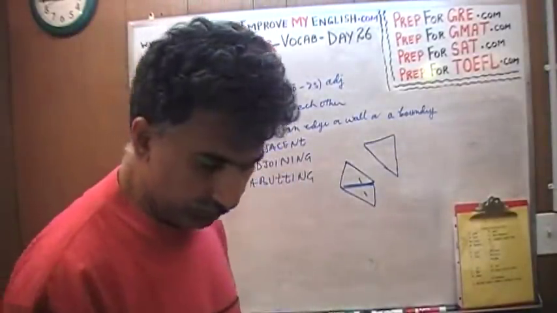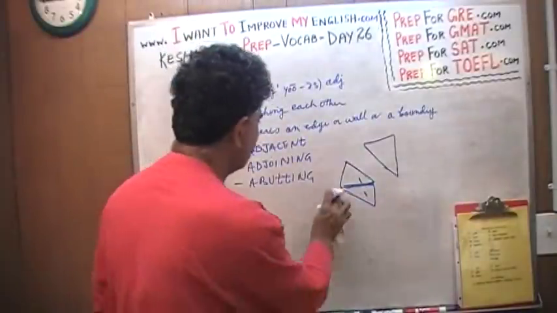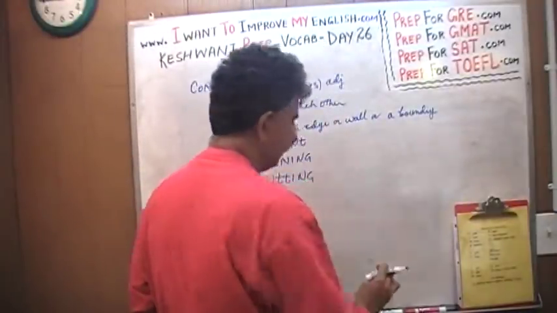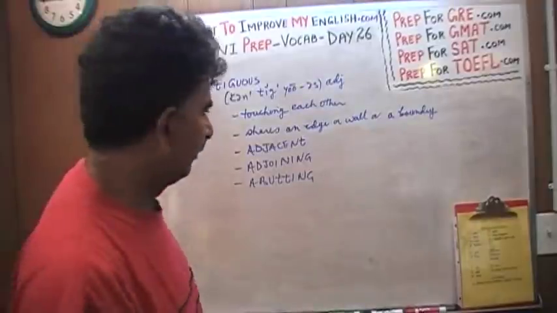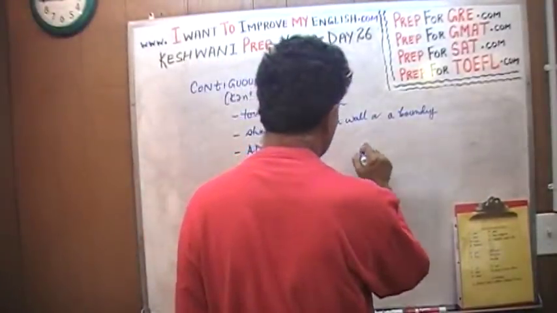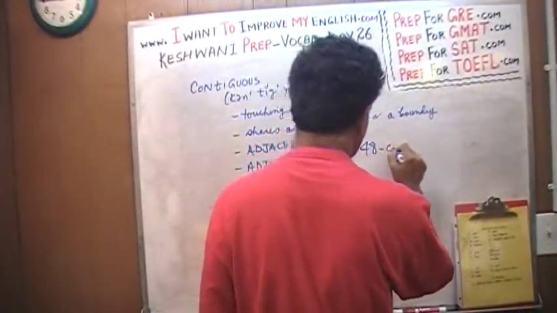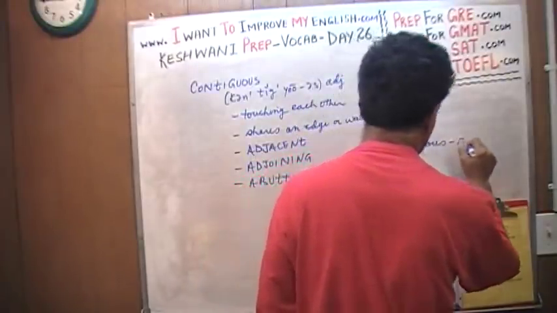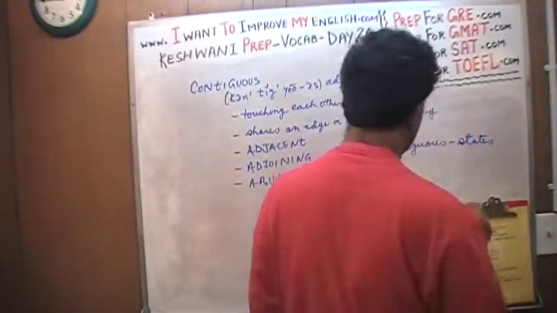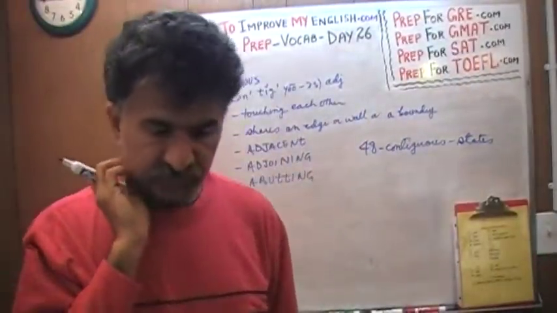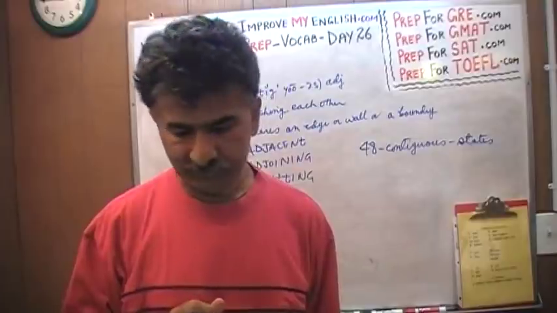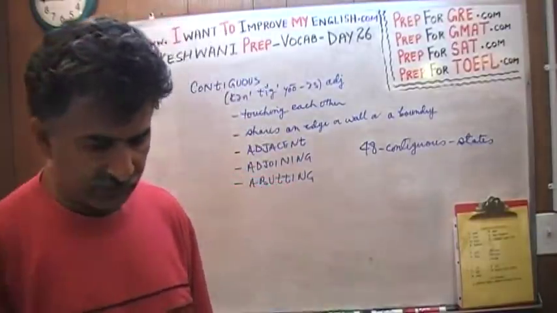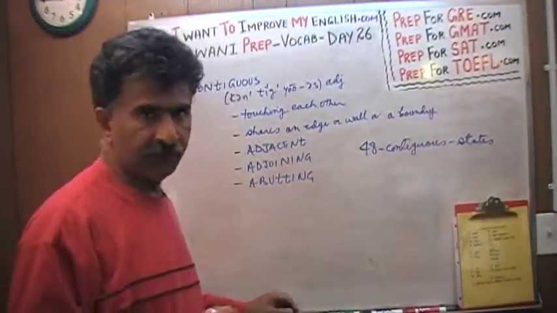Now the reason why I wanted to cover this word is because sometimes people speak of, in the US, 48 contiguous states. These are called contiguous states because they touch each other.